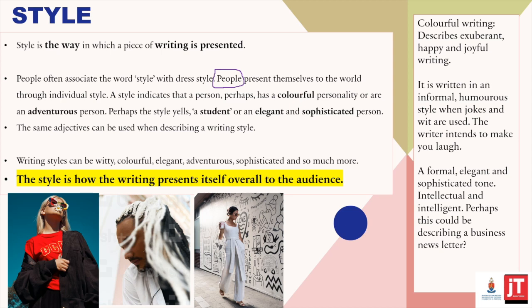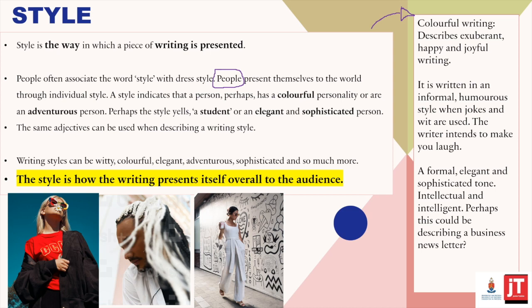So let's just have a look at this box over here. I'm just trying to elaborate on what I mean when I say that you can use the same adjectives for a writing style that you can for a fashion style. Colorful writing: if you say it's really colorful writing, it's describing an exuberant, happy, joyful writing. Very upbeat. You could definitely say that that's colorful and whimsical. It's written in an informal sort of, hey guys, how's it going?